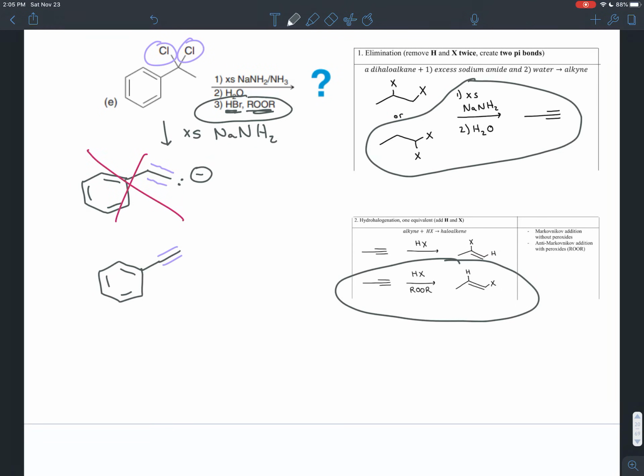So when you add that, just as we have here in the recipe, and as we drew in a mechanism early on, although with these peroxides it's actually a mechanism that uses something called a radical that we'll learn about in the next chapter. But what you end up doing is adding the H and the halogen, in this case the H and the Br, and you do it anti-Markovnikov.